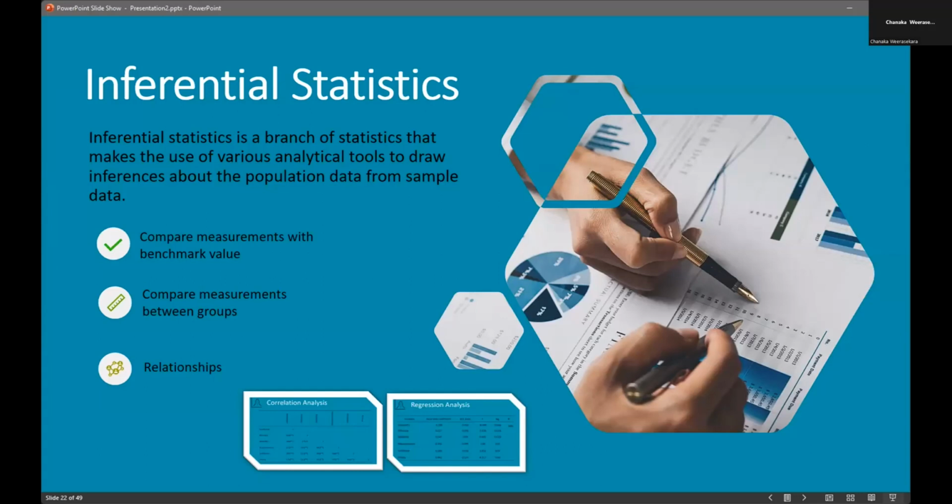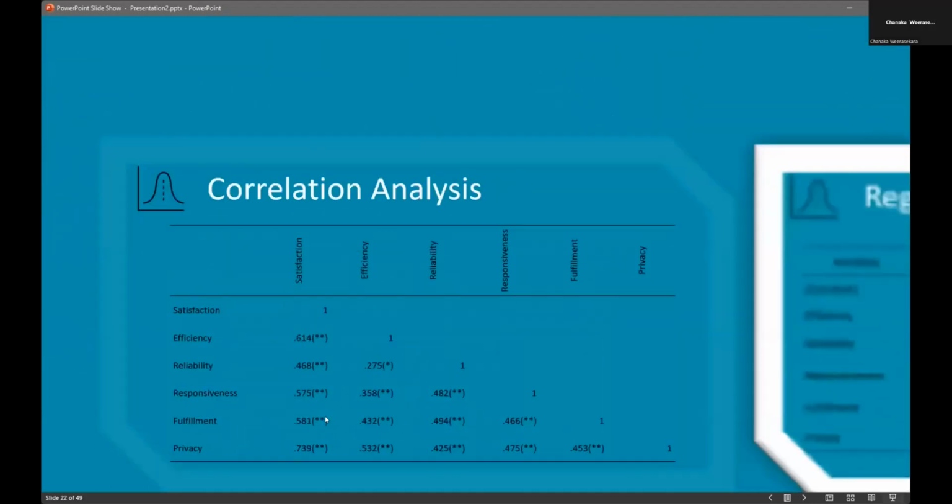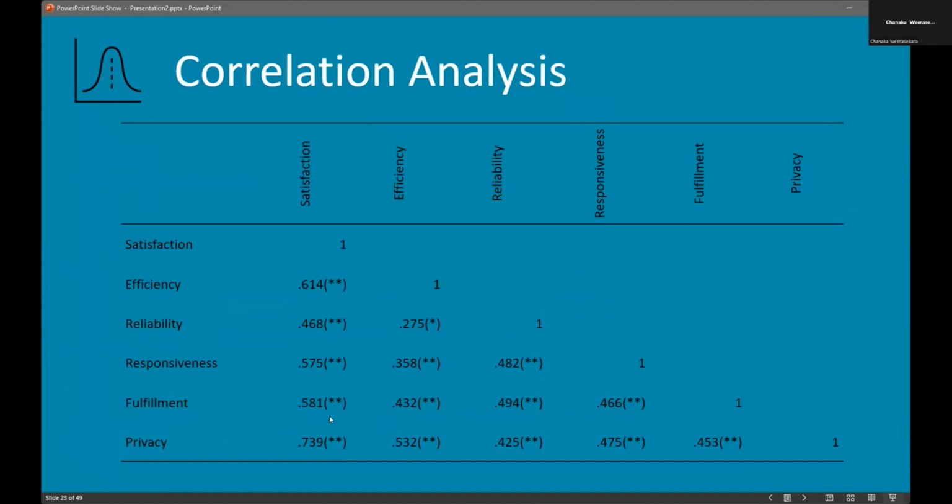So when it comes to inferential statistics, normally we discuss comparing measurements with benchmark values, or comparing measurements between groups, and relationships. Those are the things we are normally interested in when it comes to inferential statistics, especially in the research area. So let me give you two of the most commonly used inferential statistics. First one is correlation analysis. I hope that you all learned how to run this during the previous session.